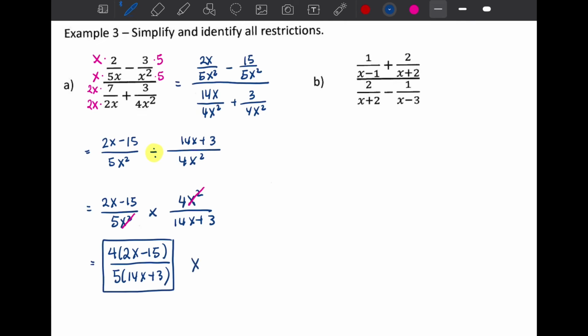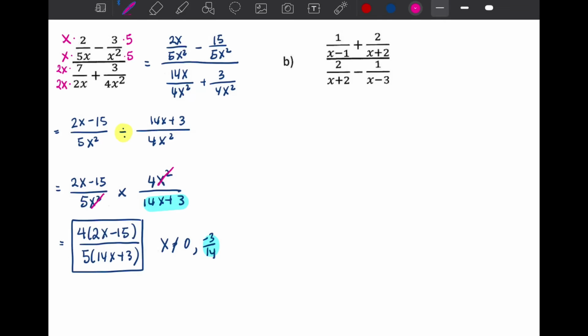And the non-permissible values are when x equals 0 and x equals -3/14. And this comes from here. Now let's take a look at part B.